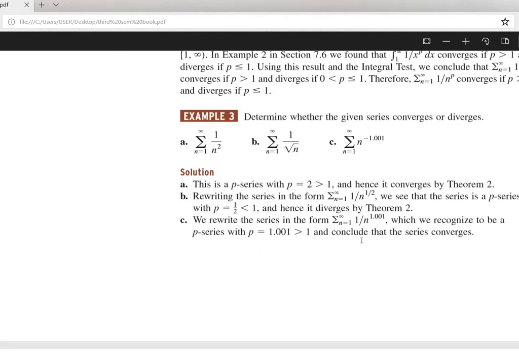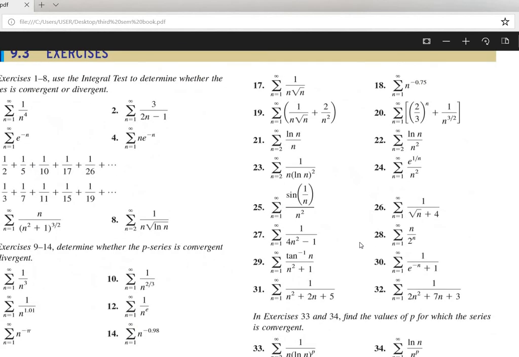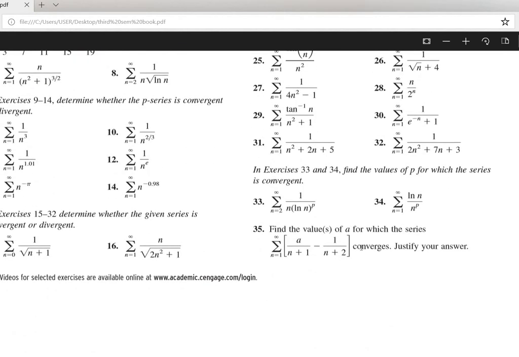Determine whether the series converges or diverges. Sigma n equal to 1 to infinity 1 by n square. Next question, sigma n equal to 1 to infinity 1 by root n. Next is 1 by n cube. Then sigma n raised to minus pi.